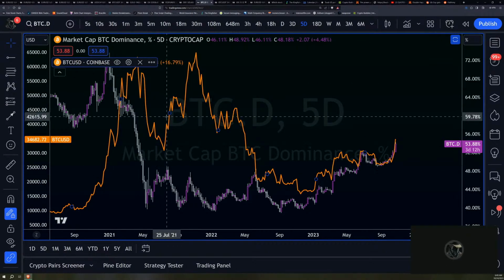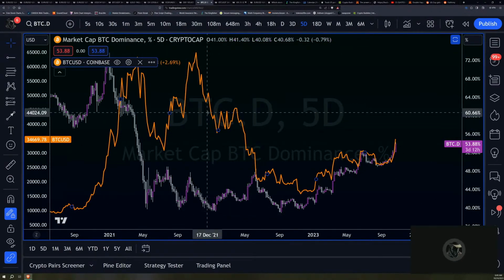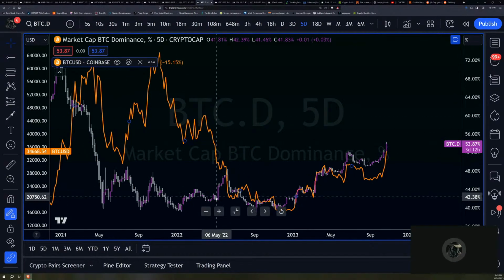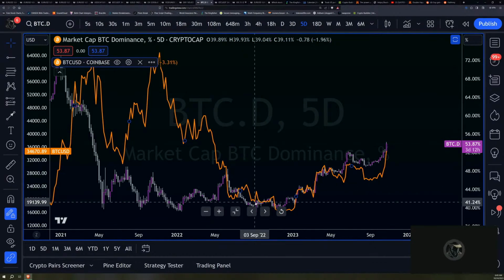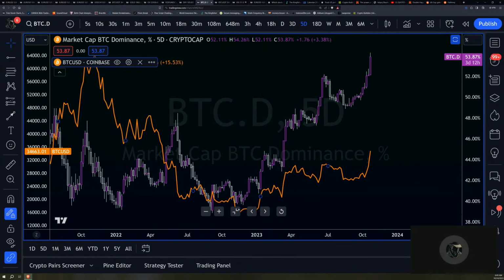There's times when it doesn't. Like right here, Bitcoin's rising, dominance is falling. Bitcoin's rising, dominance is rising. It tends to be whatever a strong move will cause it. Bitcoin falling, dominance rising. But here we're seeing the Bitcoin dominance rise more when Bitcoin's heading up. That seems to be the stronger correlation of the two. Okay, so that's Bitcoin dominance.